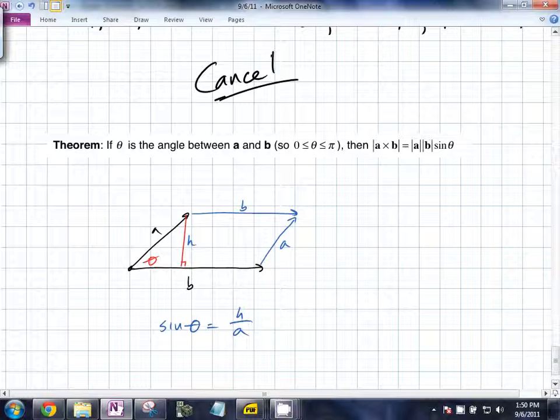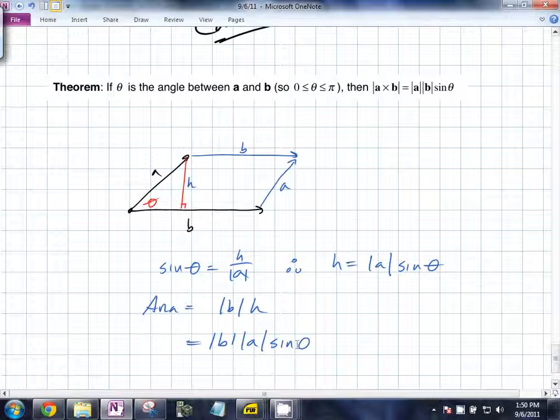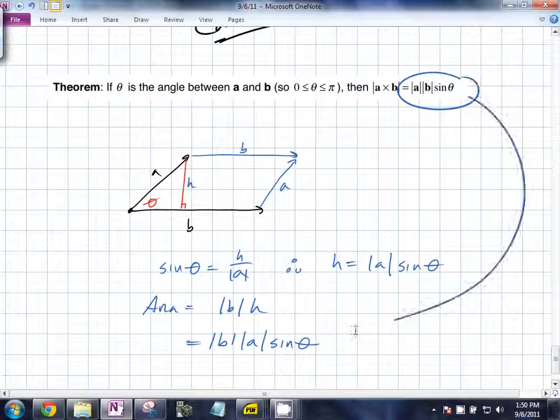We have to be really careful, right? H is equal to the magnitude of A times sine theta, okay? What's the area of this parallelogram? The magnitude of B times H, right? But that's the magnitude of B times the magnitude of A sine theta. This is pretty cool. So did we actually just write the same thing? We kind of did. So we also now know that the magnitude of the cross product of two vectors is equal to the area of what?